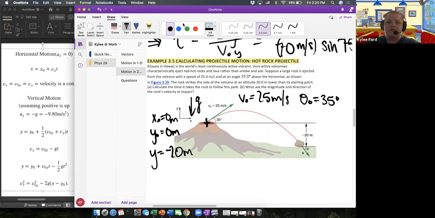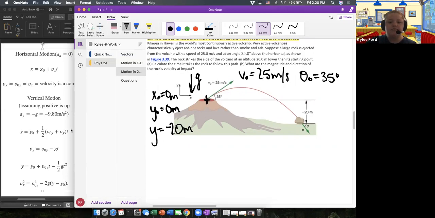Okay, so our first question is, how long does it take for that rock to follow that path and end up here? The second one is going to be, what is the magnitude and direction of the velocity of the rock's impact? So this is going to be a little bit of a longer one, so bear with me. All right. So, part A. We want to know our time.